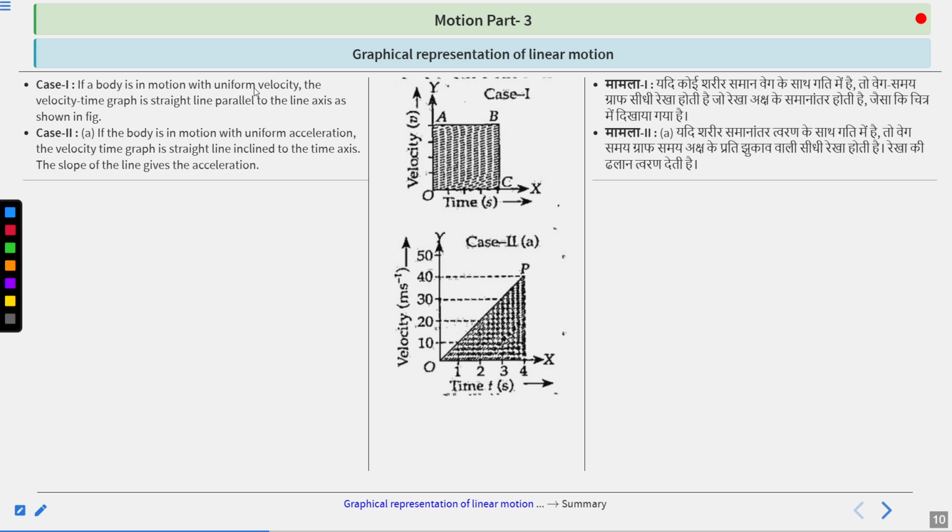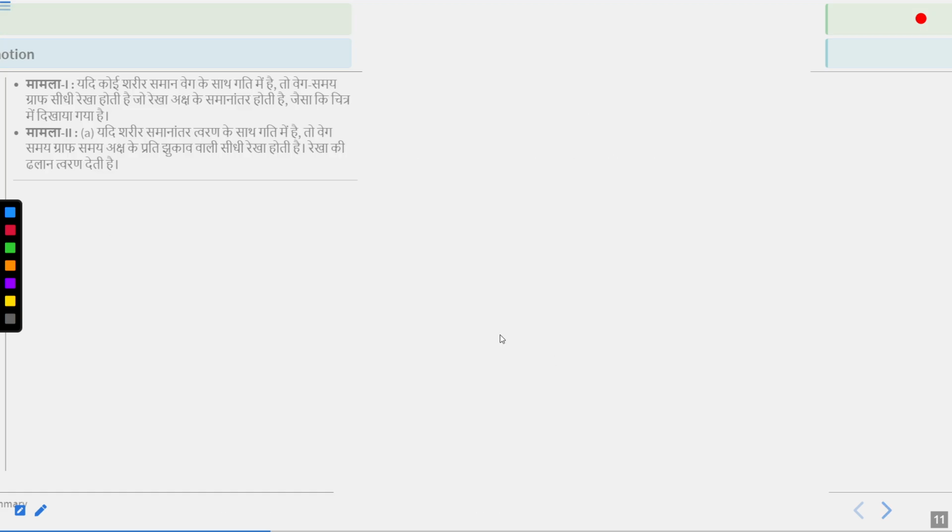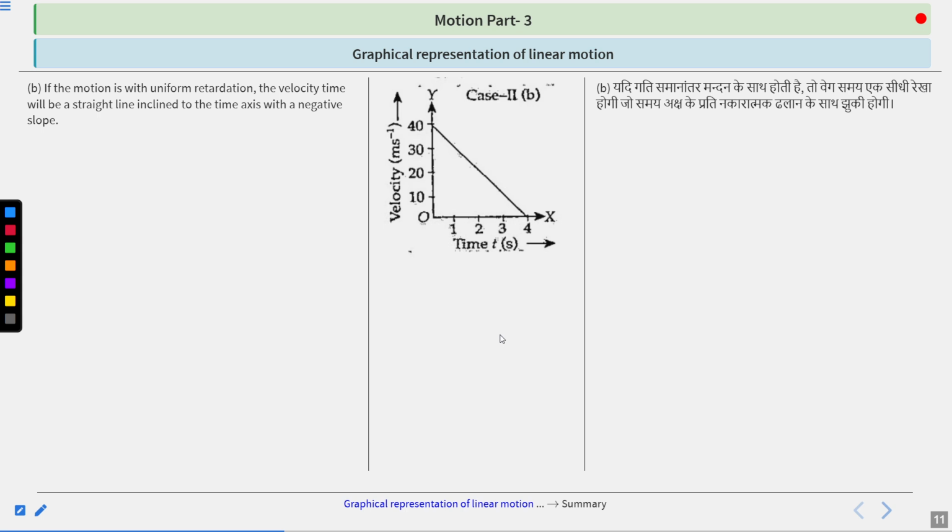So this is case 1. If a body is in motion with uniform velocity, the velocity time graph is a straight line parallel to the time axis. This is case 2. If the body is in motion with uniform acceleration, the velocity time graph is a straight line inclined to the time axis, and the slope of the line gives the acceleration, like this. If the motion is with uniform retardation, the velocity time graph will be a straight line inclined to the time axis with a negative slope.